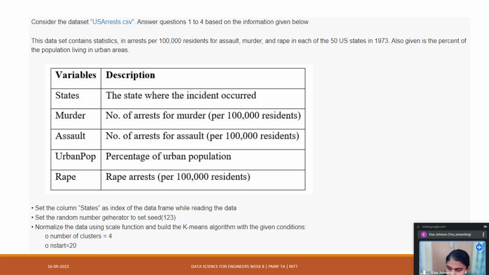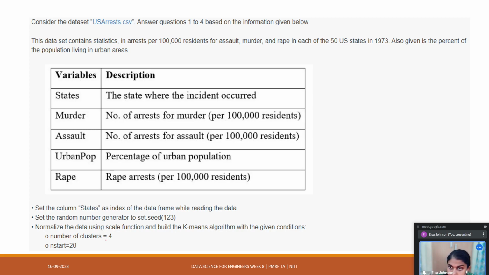So I'll first explain the problem once more. Set the column state as the index of the data frame while reading the data. These are the things that we have to do. Set the random number generator with set.seed 123. Normalize the data using the scale function and build the k-means algorithm with the given conditions.